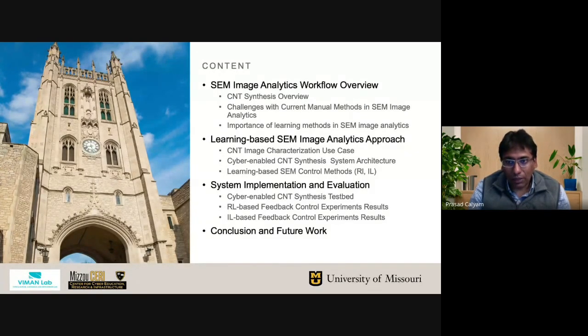And I will talk about how the kind of closed loop methods we're using in this process are actually helping develop better materials in a faster way with more intentional experiments. And so I will go into some of the details of our AI methods we've developed and what sort of algorithms we are studying to improve the image analytics in the CNT manufacturing process.